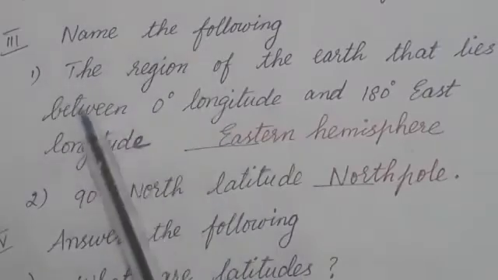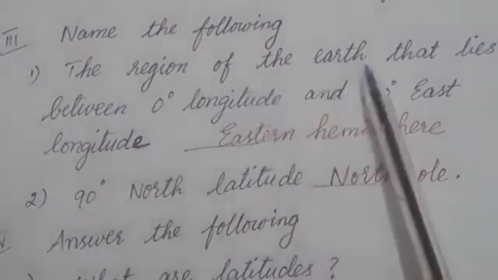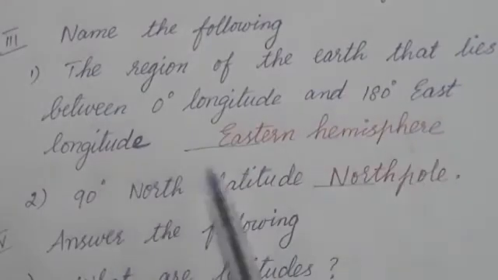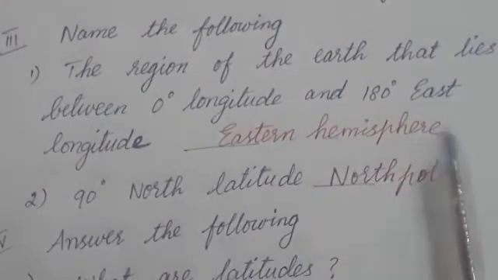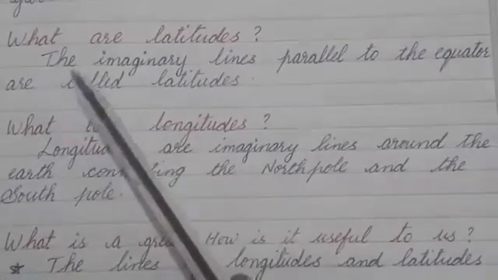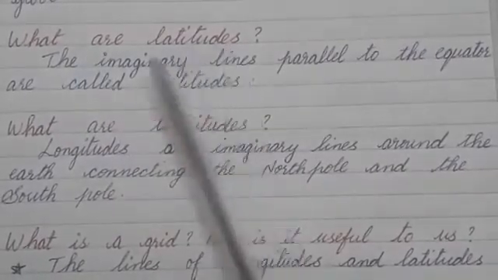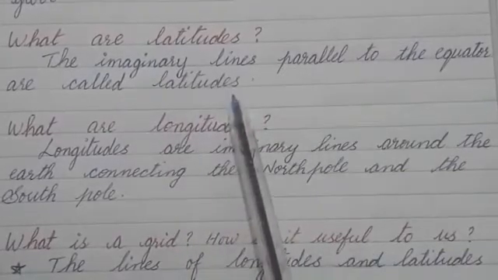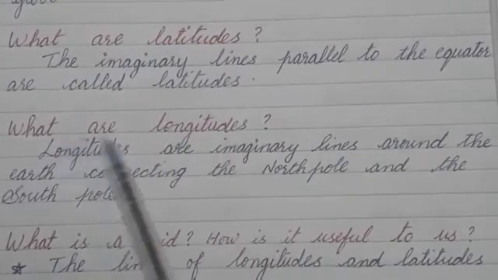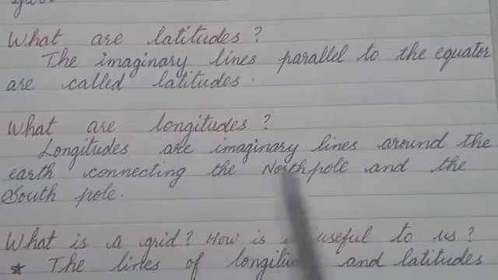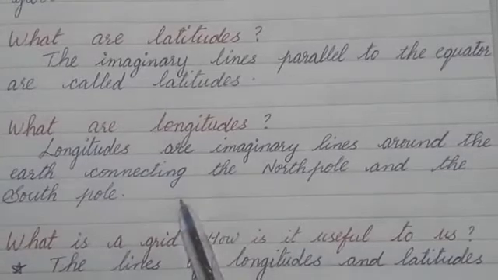And third Roman letter, name the following. First one, the region of the earth that lies between 0 degree longitude and 180 degree east longitude is Eastern Hemisphere. And second one, 90 degree north latitude is North Pole. And question answers. First one, what are latitudes? The imaginary lines parallel to the equator are called latitudes. Second question, what are longitudes? Longitudes are imaginary lines around the earth connecting the North Pole and the South Pole.